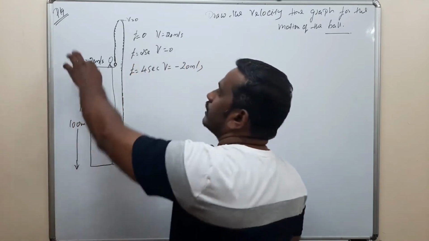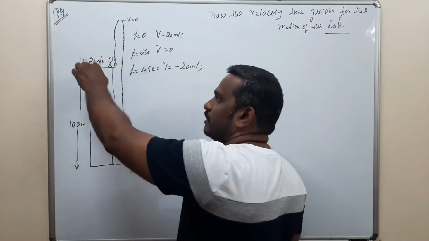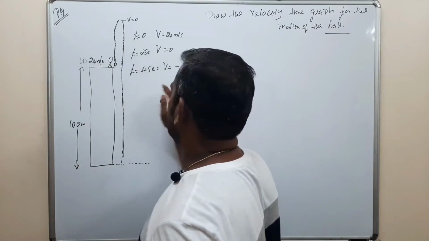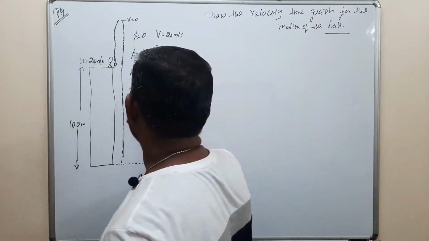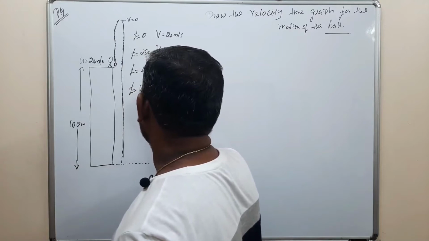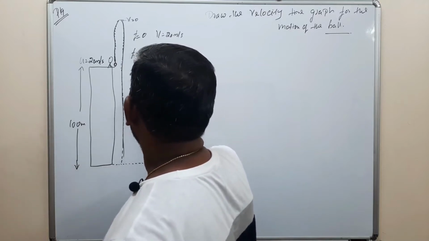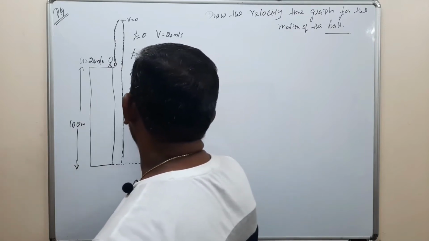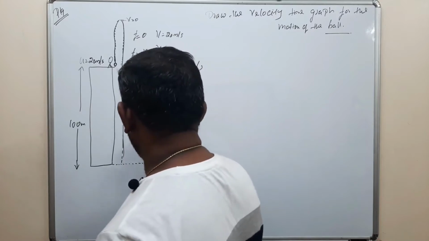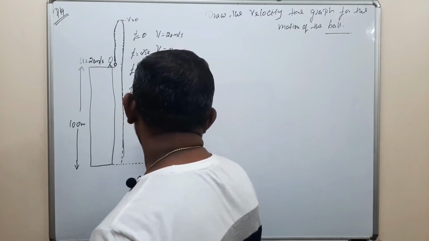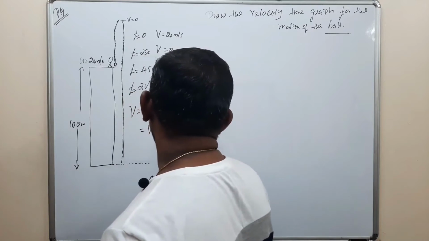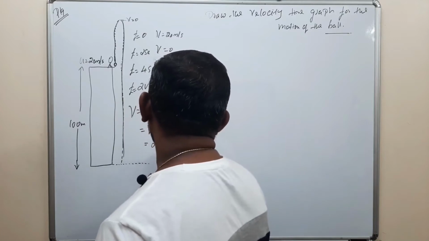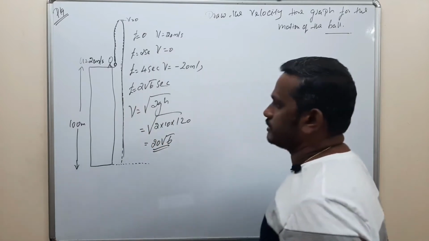When the ball returns to the mean position, it comes with the same velocity as that with which the ball was projected. Here it is in the downward direction, so velocity is negative. Then t is equal to 2 root 6 seconds. What is the velocity? V is equal to root of 2gh, so that is root of 2 into 10 into h, that is 120. So that is equal to 20 root 6.